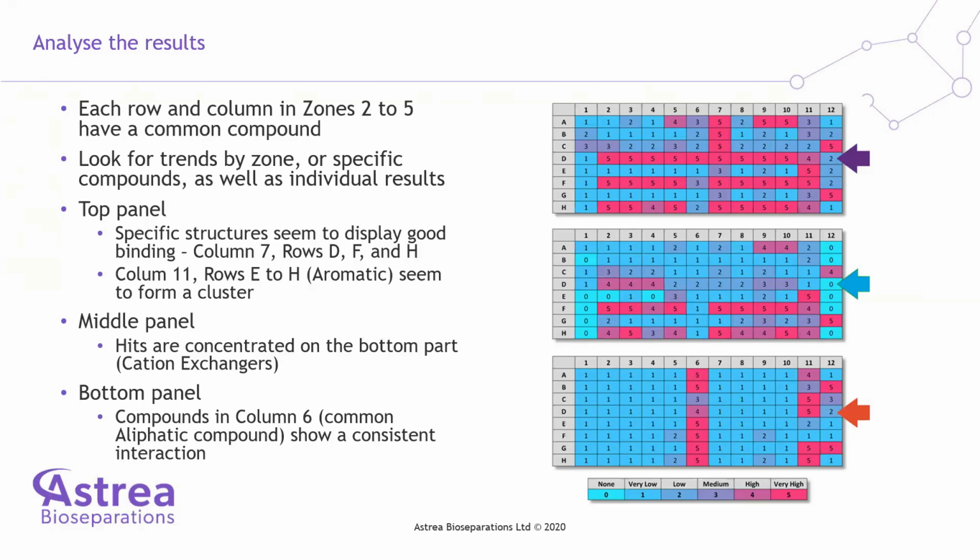And you see that it's fairly well distributed. There's not a zone that has more of the good binders, but there are specific compounds that are at least one of the branches of the triazines that seem to be interesting. So you can see in rows D, F, and H, there's a lot of binding. And then column 11, which is the bis ones, seems to be interesting too.